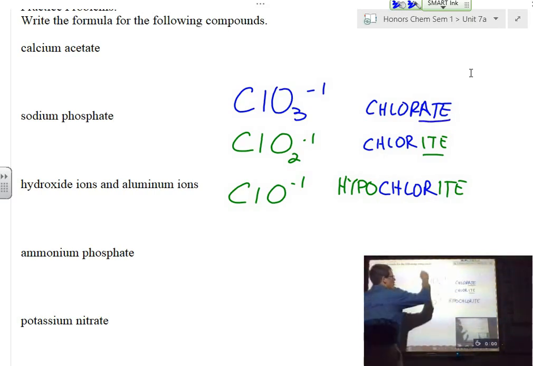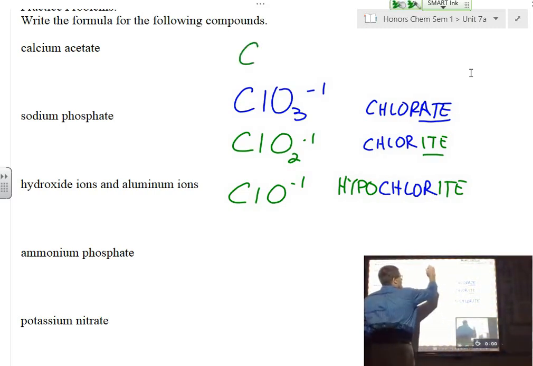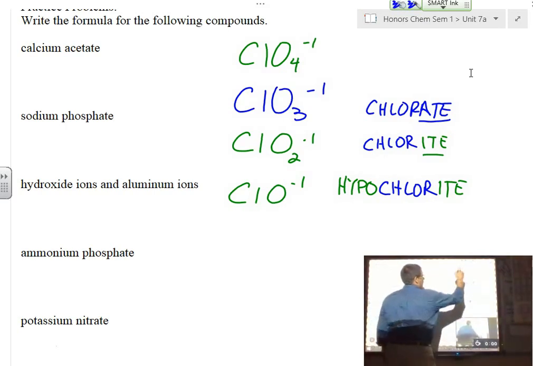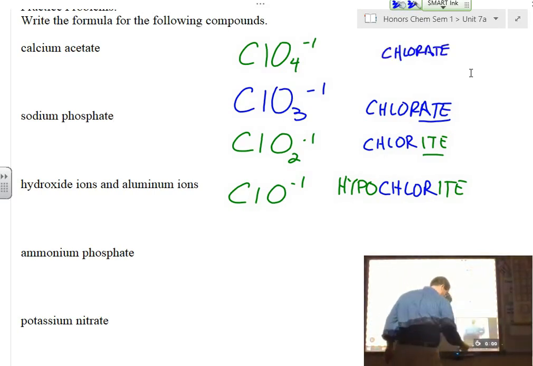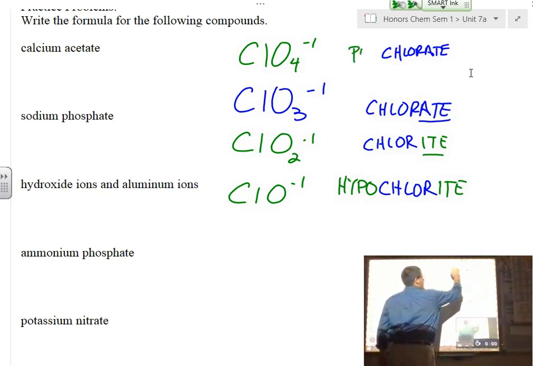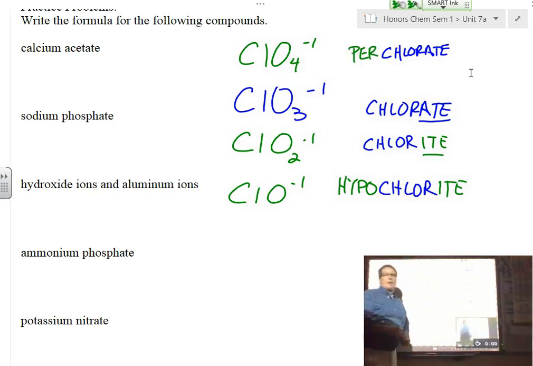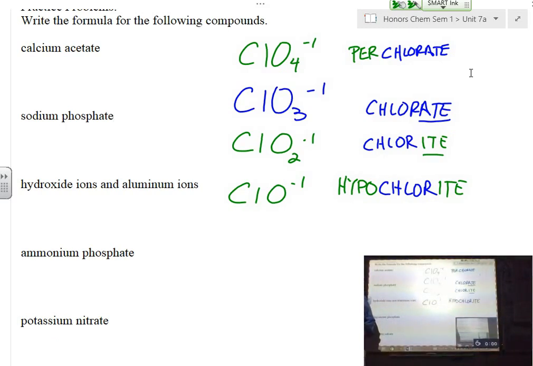And then if you go ClO4 -1, we still have chlorate, except now we have per, because we added 1 oxygen. So it all stems from this guy right here. Can you leave that up there so I can write that down? Yeah.